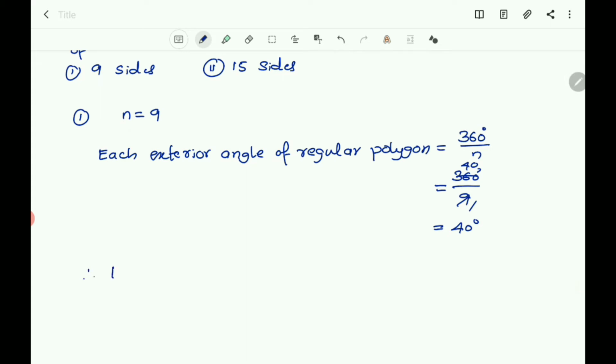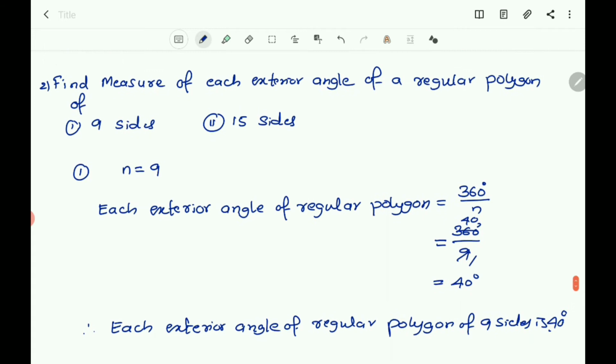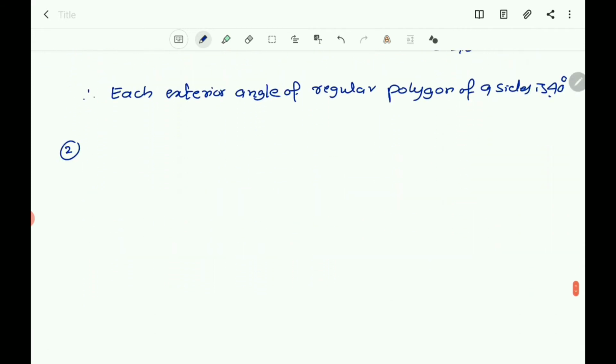Therefore you write each exterior angle of regular polygon of 9 sides is 40 degree. Here 40 degree. The next one is exterior angle of regular polygon of 15 sides. The second one, n equals 15.